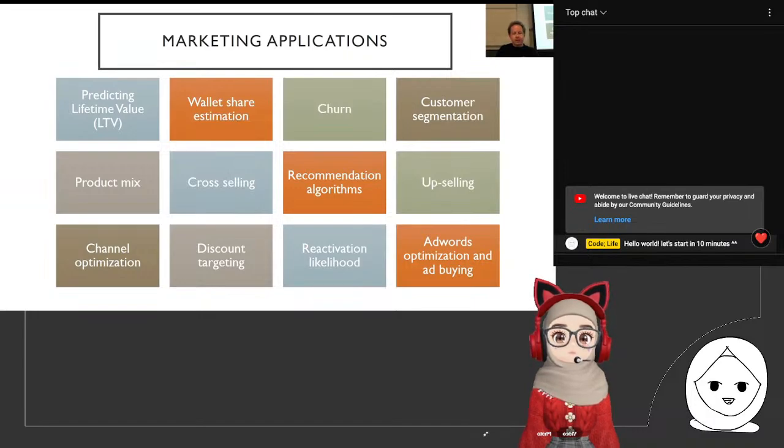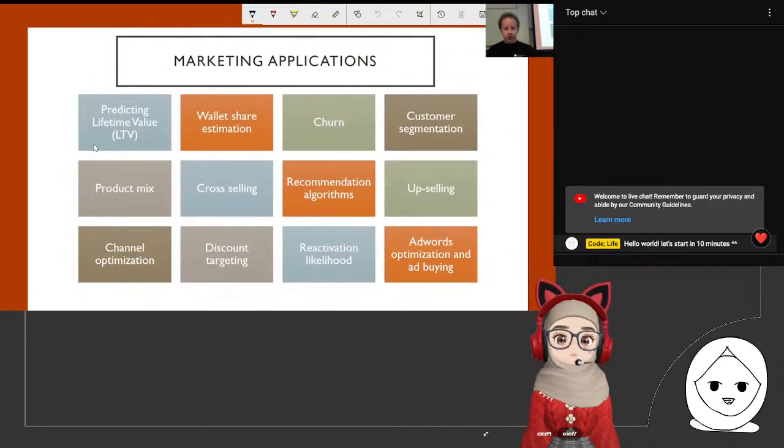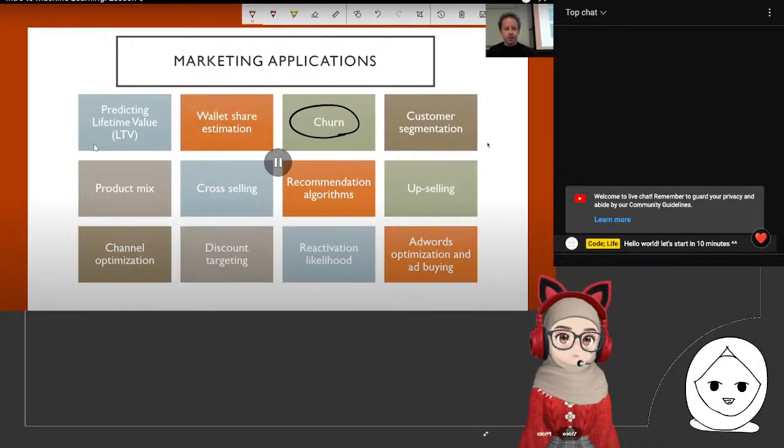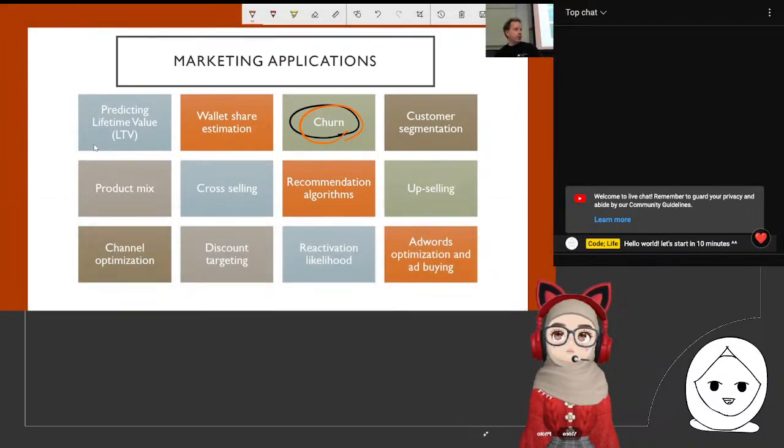Let's take churn. Churn refers to a model which attempts to predict who's going to leave. I've done some churn modeling fairly recently in telecommunications, and we're trying to figure out for this big cell phone company which customers are going to leave.